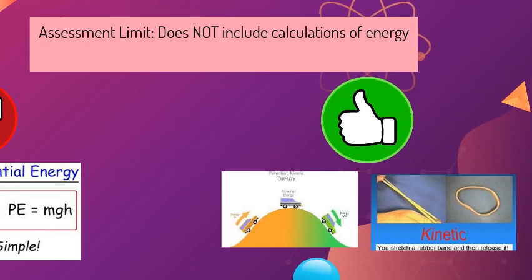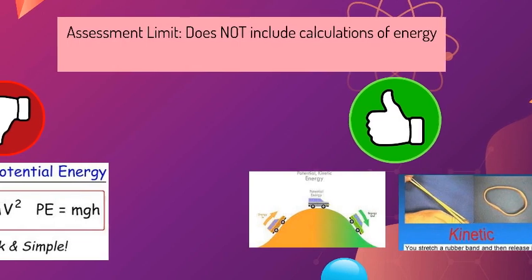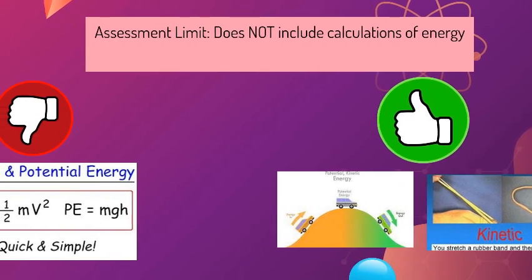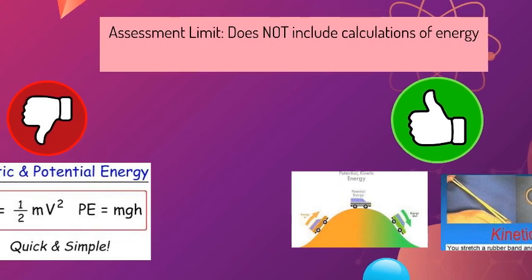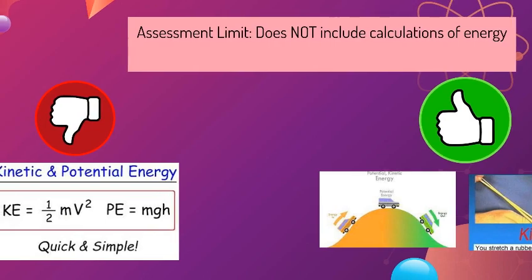What students do not need to know. The assessment limit does not include calculations of energy. So you're not doing any equations. All you're doing is showing that as one goes up, the other goes down. So the transfer of potential energy to kinetic energy.